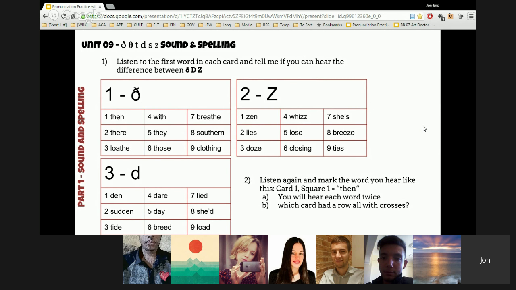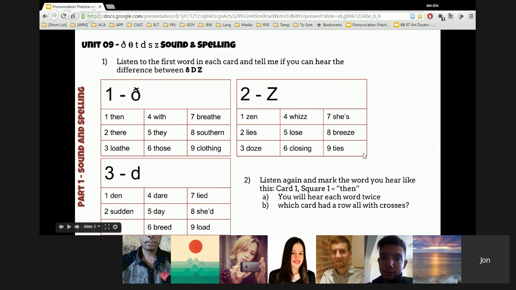And Jose? Card 1, square 7. Breathe. Say them together. Breathe, breathe. Okay, not bad. Very good. I'm going to call on you randomly. Tell me if you can say these words, and maybe I'll try to match up 2 words that are similar. The difference between the D in card 3 and the th in card 1. Let's see if we can try it.